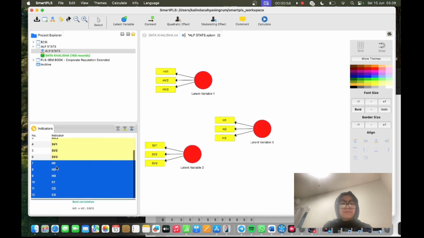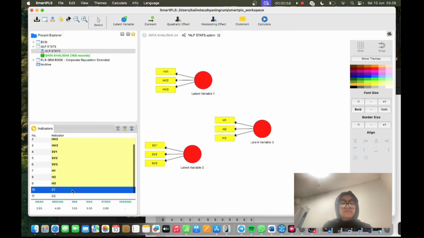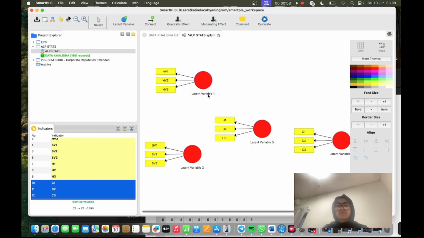F square, path coefficient, and Q square. After entering the data into PLS, the first step is to draw the model according to the research model. After drawing, we rename it according to the name of each variable. Next, we run the PLS algorithm to find out the validity test and reliability test.